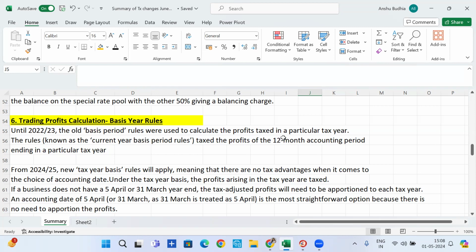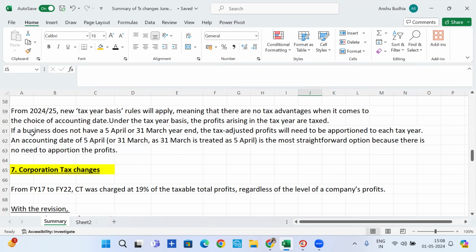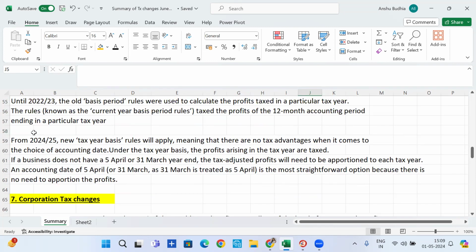For your syllabus, we're not taking very difficult or very confusing cases. It is going to be a very straightforward case. But let's understand those changes. So now from the tax year 24-25 onwards, it is also applicable for your tax year 23-24 questions. The new tax year basis rules will apply, meaning that there are no tax advantages when it comes to the choice of accounting date. It means in your exam, you will not find any accounting dates which are not coinciding with your tax years. It is going to be very straightforward questions given to you in the exam.